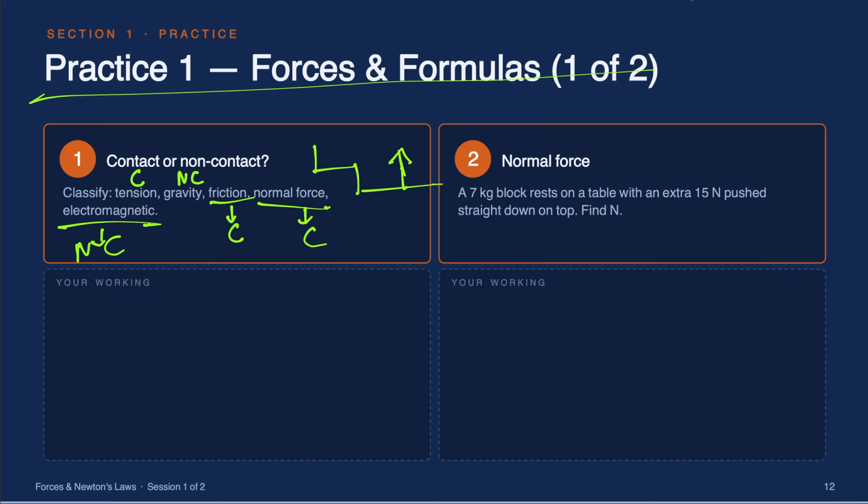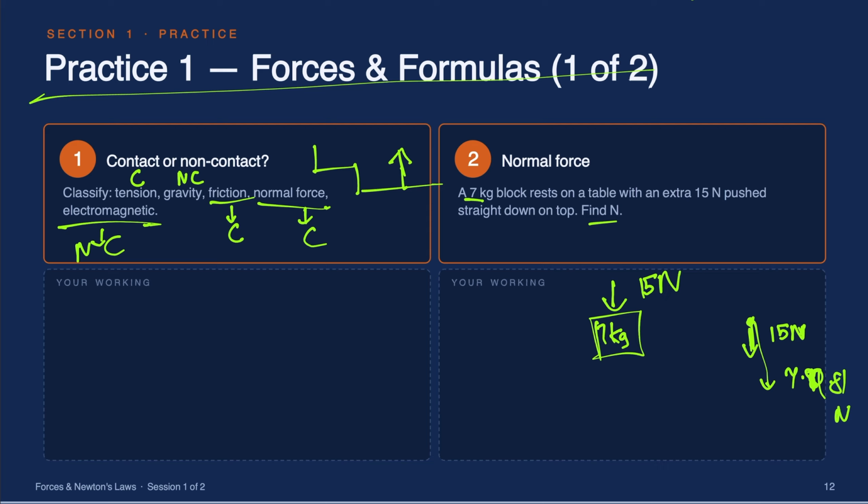A 7 kg block rests on a table with an extra 15 newtons pushed straight down on top. Find N, which is the normal force. So let's draw a free body diagram, which I'll go over more in my other videos, but let's just draw a simple one for now. 15 newtons is pushing down, right? And then we also have the force of gravity, which is going to be 7 times 9.81 newtons, because the mass is 7.